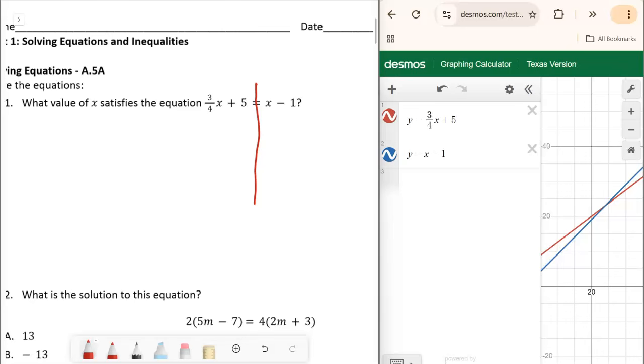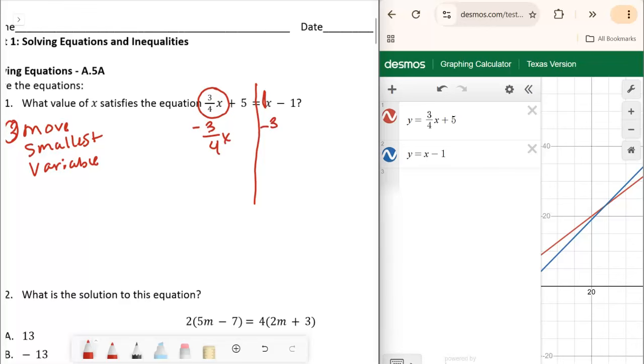But we can also solve it using our steps. So step number 1, there's no distributing. Step number 2, there's nothing to combine on either side. Step number 3 is to move the smallest variable. So I would move this one. That's smaller than a positive 1. So I would do minus 3 over 4x, minus 3 over 4x.